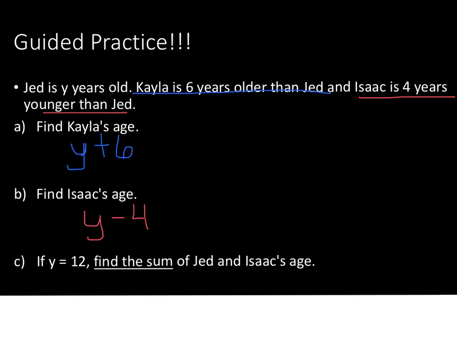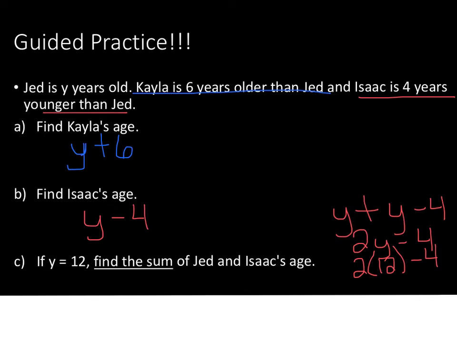Now on C it says if Y is equal to 12, find the sum of Jed and Isaac's age. So we're finding the sum, so we already know that Jed is Y years old, and we're going to add Isaac's age, which we said is Y minus 4. So I'm going to go ahead and simplify that. I'm going to make this 2Y minus 4. And they told us that Y was equal to 12. So that makes this 2 times 12 minus 4. And 2 times 12 is 24 minus 4. And 24 minus 4 gives us 20.